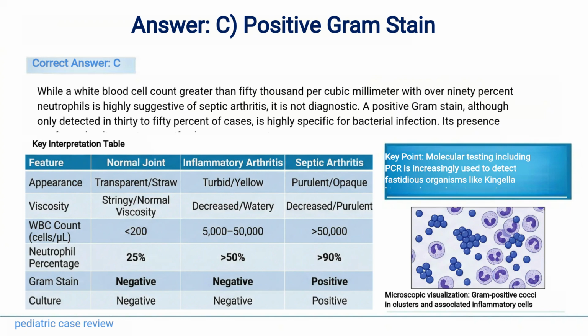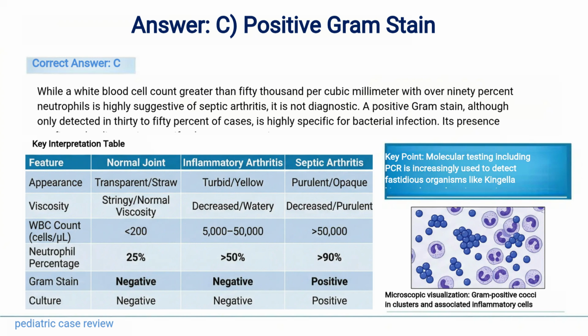While a white blood cell count greater than 50,000 per cubic millimeter with over 90% neutrophils is highly suggestive of septic arthritis, it is not diagnostic on its own, as other conditions can produce similar findings. A positive gram stain, although only detected in 30 to 50% of cases, is highly specific for bacterial infection. Its presence confirms the diagnosis even if cultures ultimately come back negative.